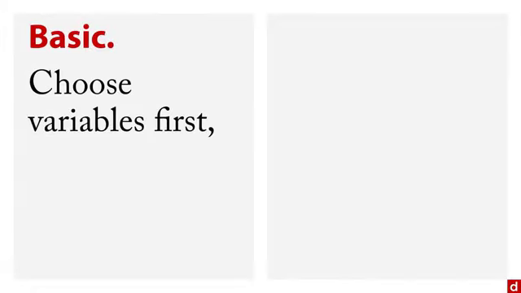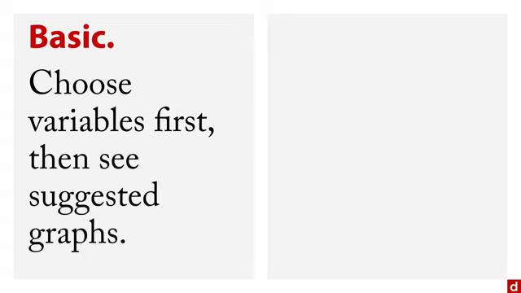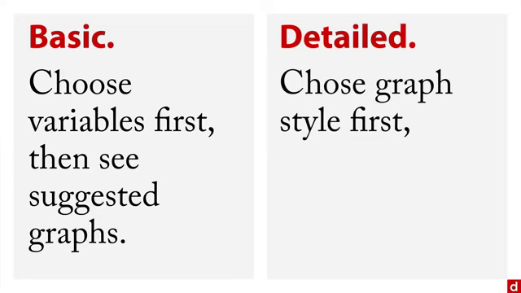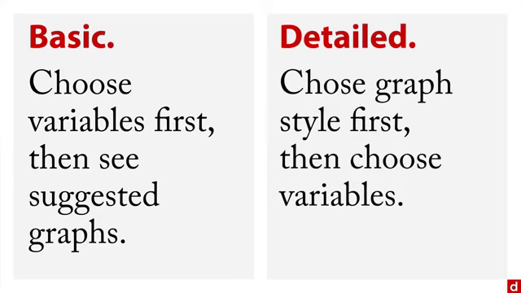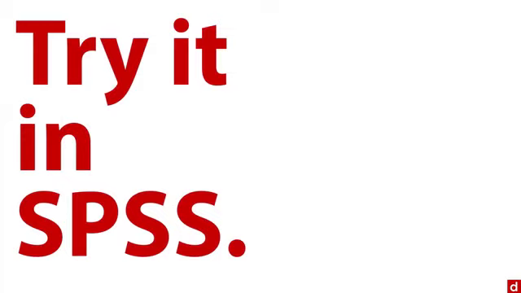You have basic graphs, and those are where you choose the variables first that you want to graph. And then SPSS will show you suggested graphs. You can see what you want to do with them. There's also an option for detailed, and this is where you choose the graph style first, and then you choose the variables that go into it. Now, these aren't exclusive. You can bounce back and forth between the two tabs, and it'll be easiest to see how it works if we just go to SPSS.